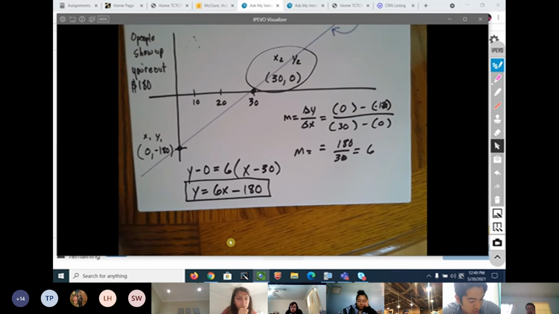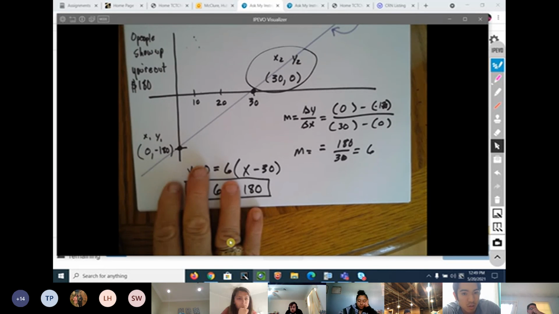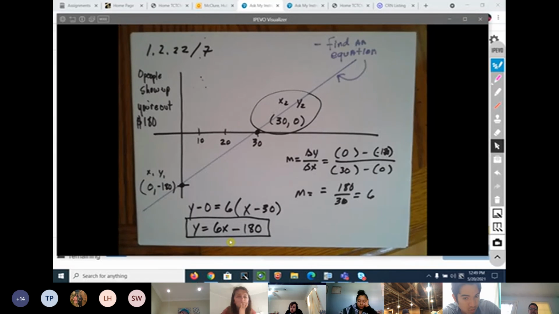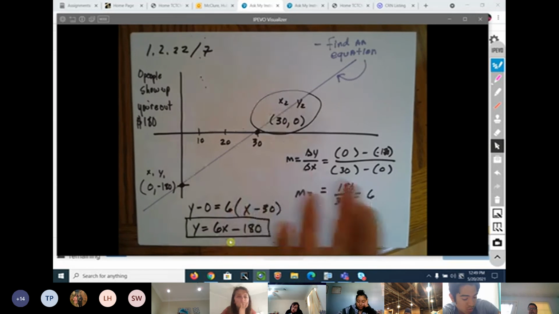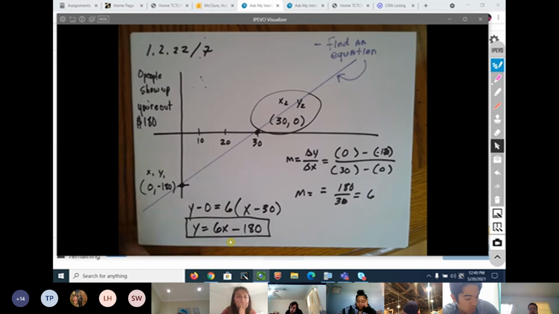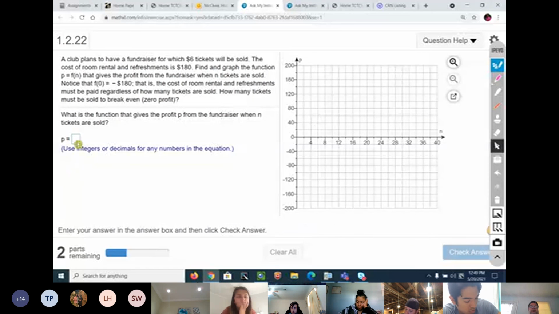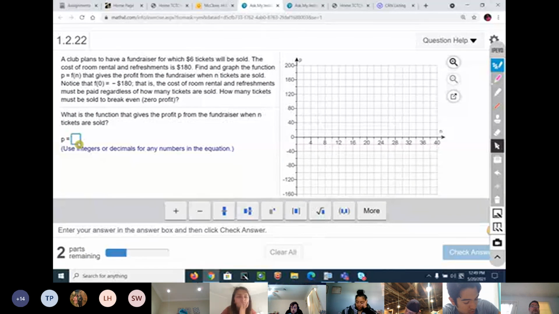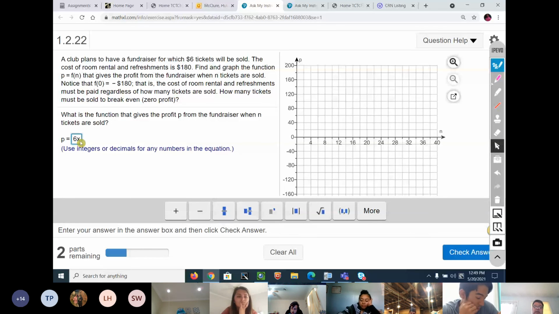Now, I don't know, but given the information that they've given us, I think that is the equation that they want. Because I have technically never seen that question before. Sometimes they throw a new one in every once in a while. So let's see what they want. P is equal to, let's see, what do they use? They use P function of n. So change that x to an n. 6n minus 180.